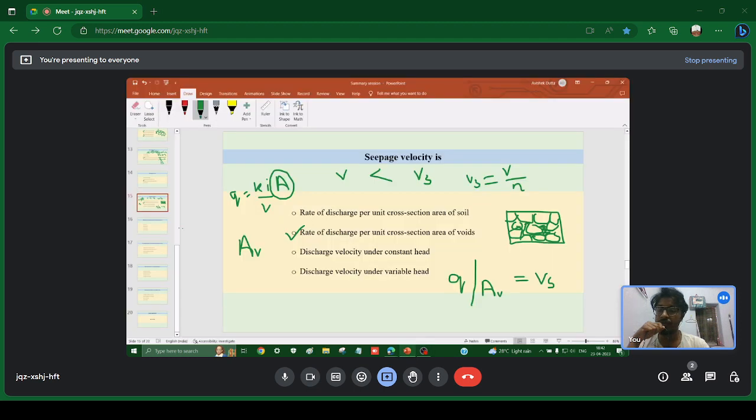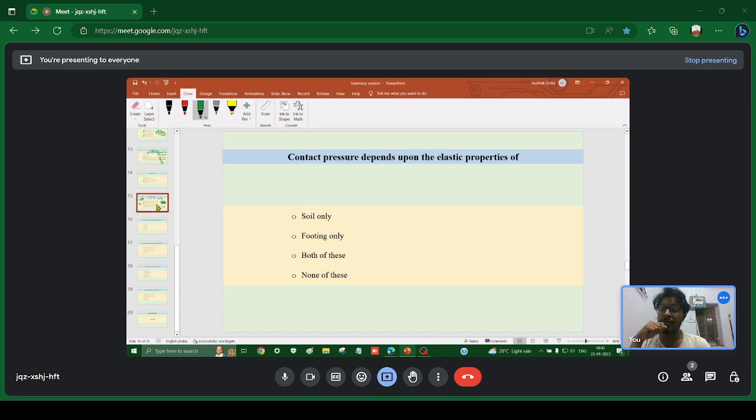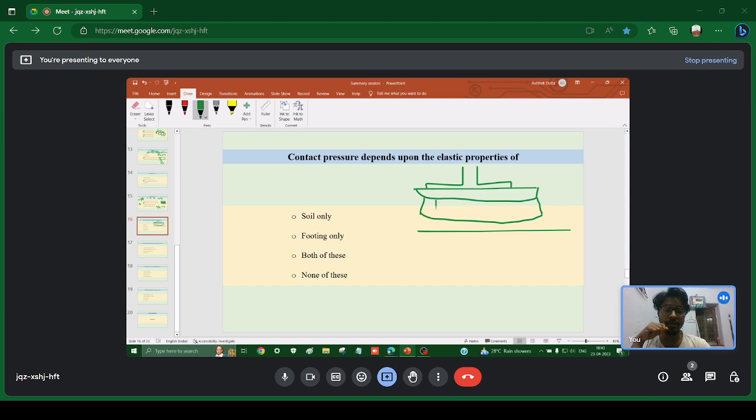Now, the next question was: contact pressure depends upon the elastic properties of what. This one I have discussed in the stress chapter, in which a footing was there, and there is soil beneath it. First of all there will be a settlement, and then there will be a pressure distribution that will be uniform or variable depending upon the type of footing and the type of soil.